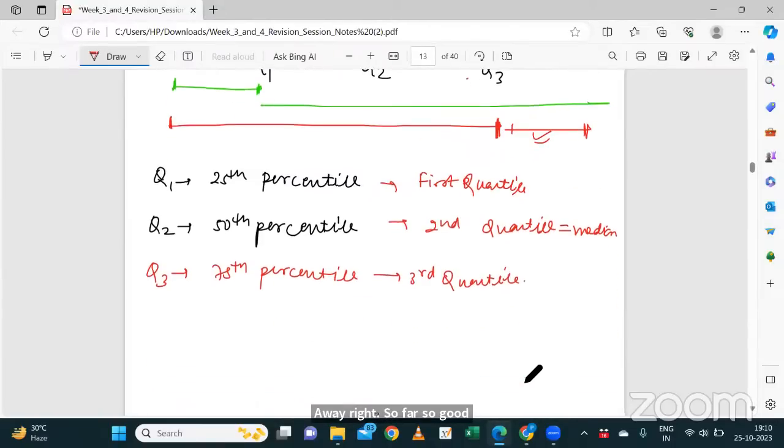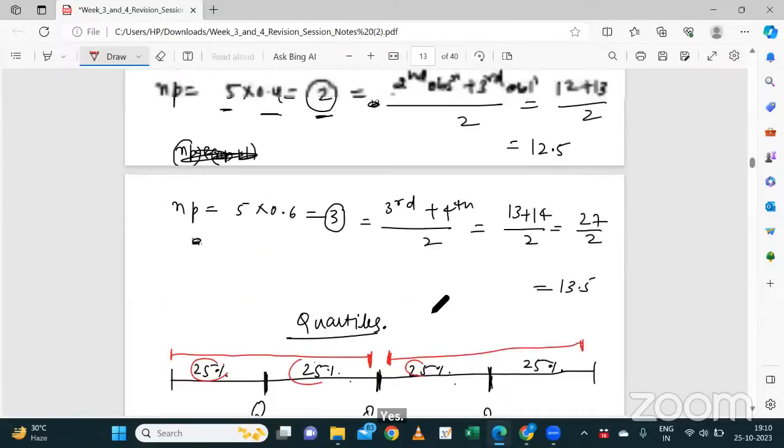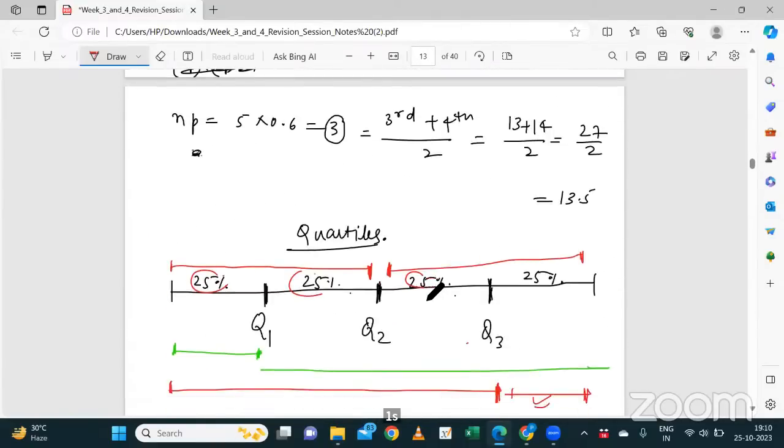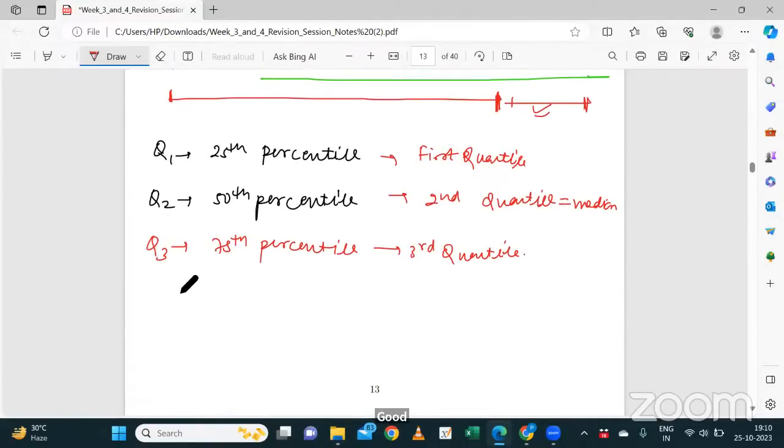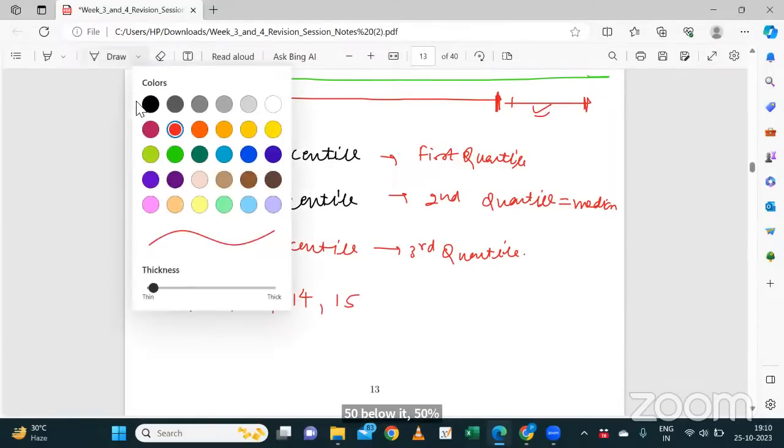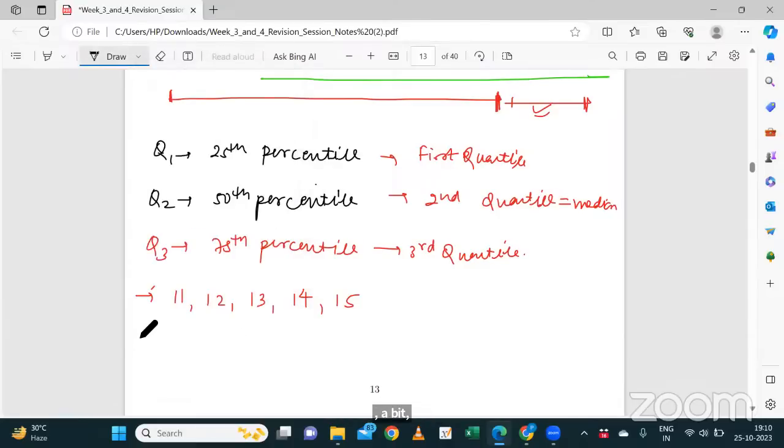Now, can you compute all these things? Let me take the previous example, 11, 12, 13, 14. Let's compute all these things. So 11, 12, 13, 14, my data set is already arranged in order. Tell me, what about Q1? Q1 means I need the 25th percentile, right? So that means N is 5, right? P will be how much?